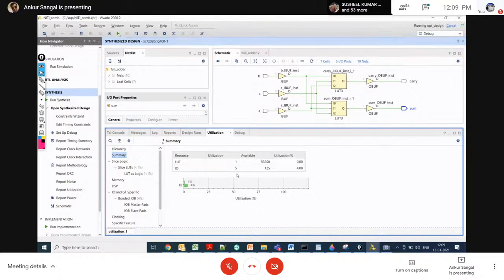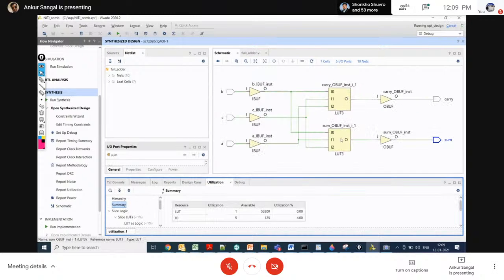The number of input output banks is only 5, and 125 input output pins are available, so utilization is only 4%. If we talk about the LUT, it is only 1. With the help of one LUT, both equations are already implemented, for sum and carry, and buffers are also available. It directly maps onto the resources available in the FPGA IC.